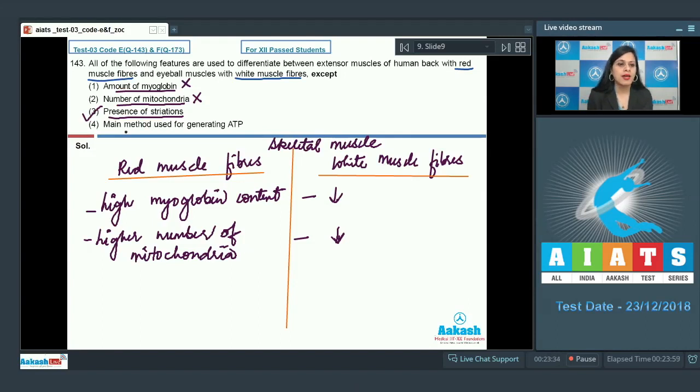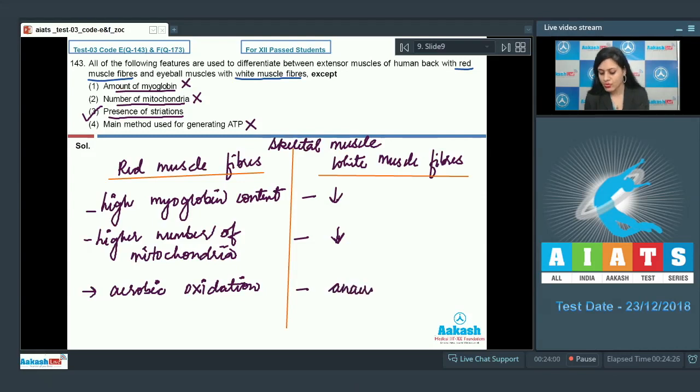The next option given is the main method used for generating ATP, and based on this also we can differentiate between these two muscle fibers, so this is an incorrect option, because red muscle fibers carry out aerobic oxidation, whereas white muscle fibers generally carry out anaerobic oxidation. So the correct answer for this question is option number 3. Let's proceed to the next question.